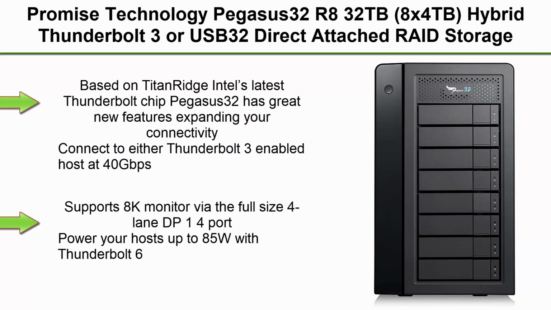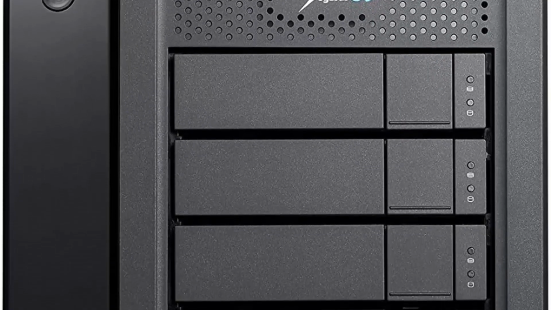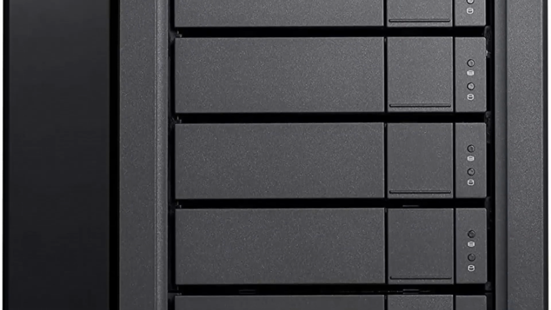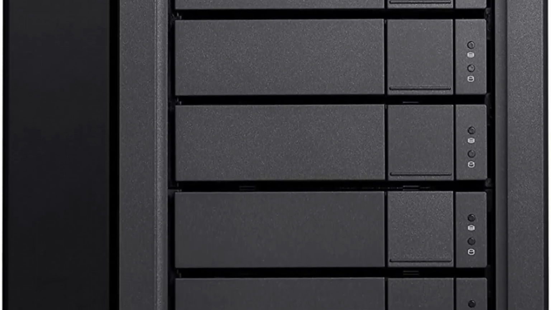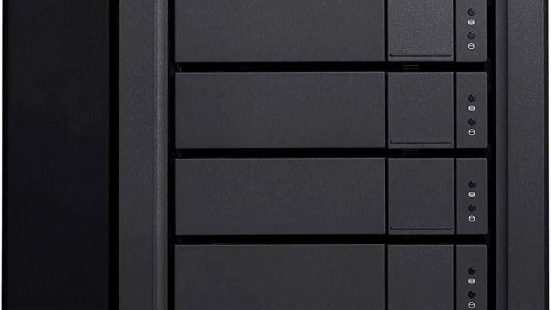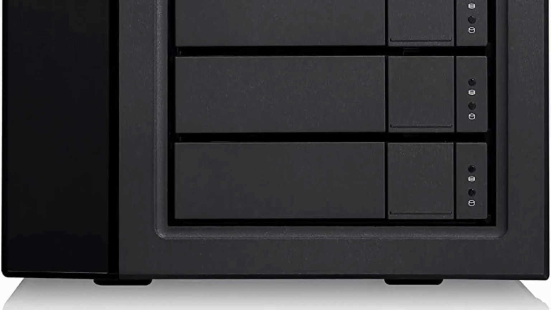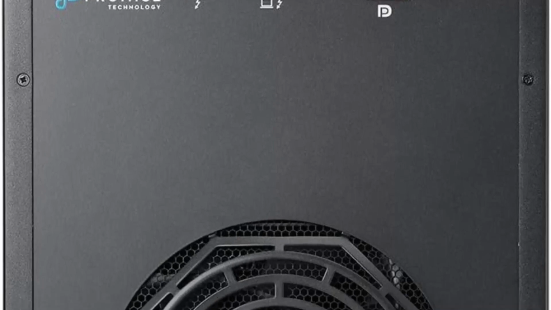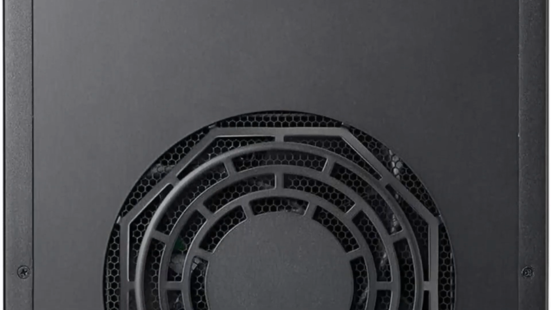2023. Top 1. Promise Technology Pegasus 32R8 32 TB 8x4TB Hybrid Thunderbolt 3 or USB 3.2 Direct Attached RAID Storage, High Performance, External Hard Drive, P32R8 HD 32US. Based on Titan Ridge, Intel's latest Thunderbolt chip, Pegasus 32 has great new features expanding your connectivity. Connect to either Thunderbolt 3 enabled host at 40 Gbps or USB 3.2 Gen 2 enabled host at 10 Gbps.